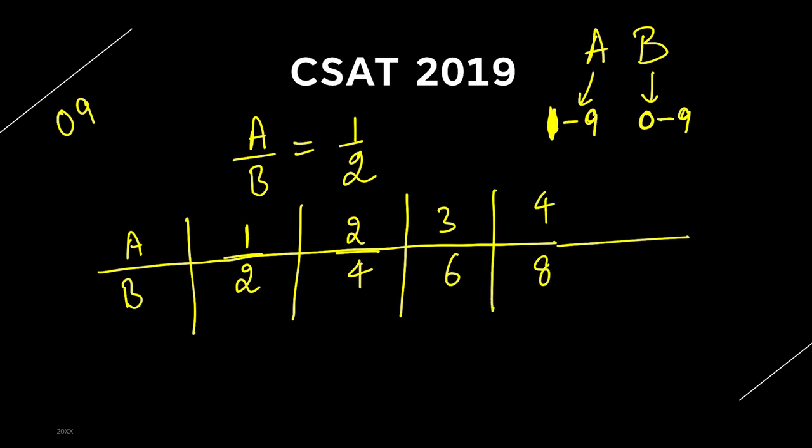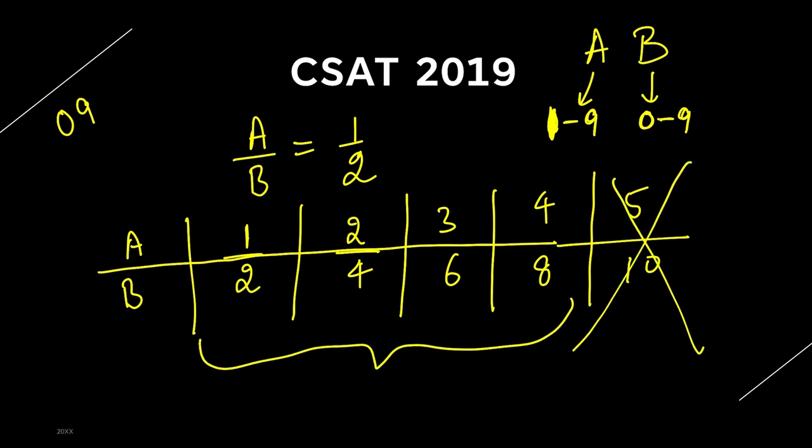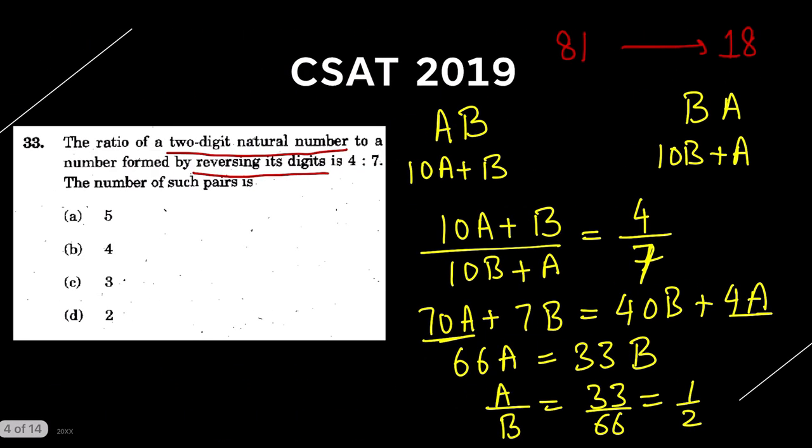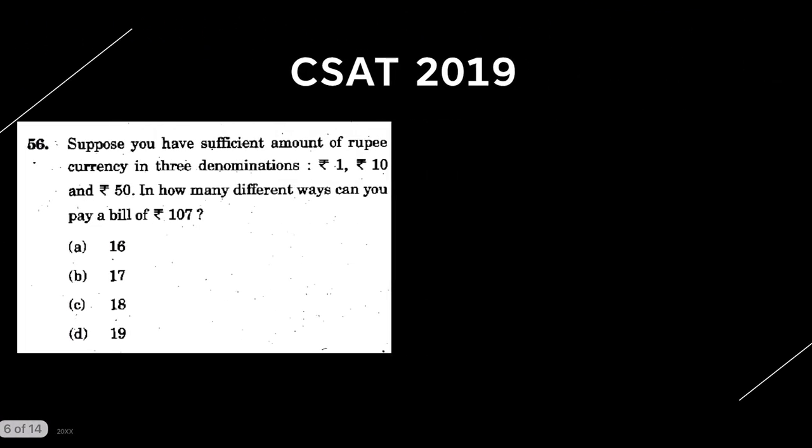If A is 4, B is 8. If A is 5, B is 10. Is B as 10 possible? No. So this could not be the answer. Only these four combinations are possible as an answer. So, the answer is, how many such pairs are possible? Only four pairs are possible. I hope this is clear. Now, let's move on quickly to the next question. Very similar.